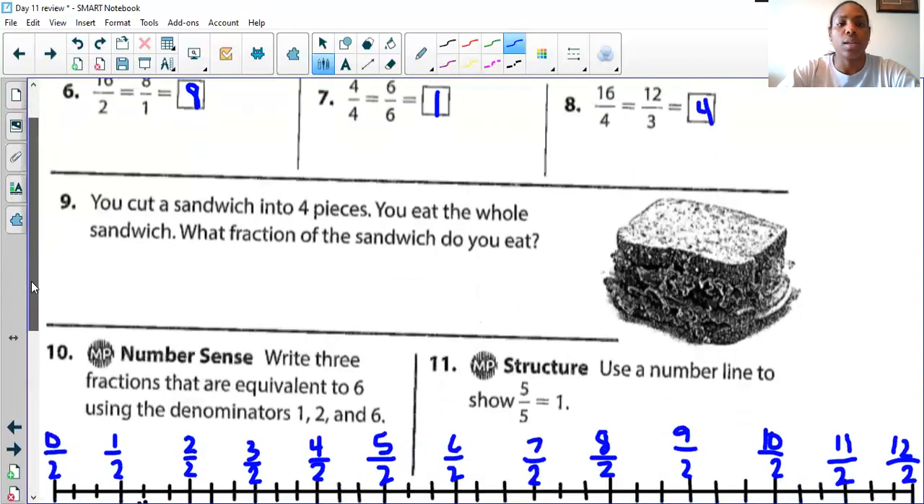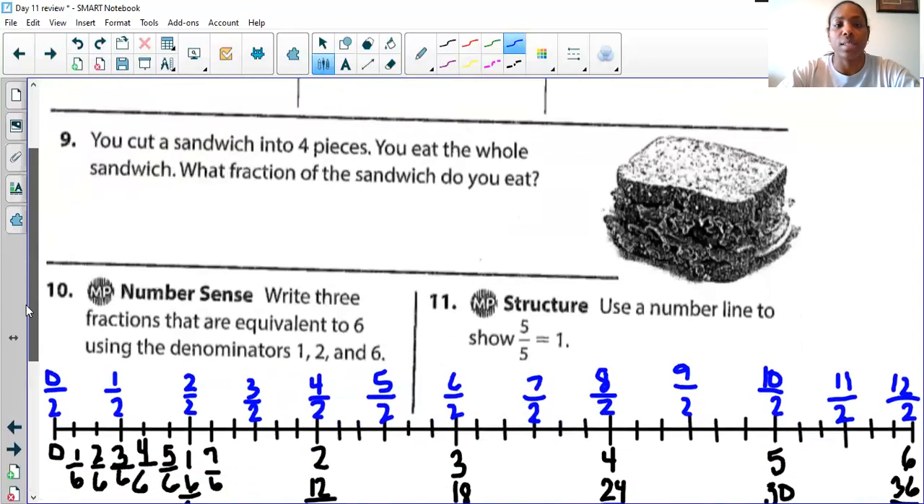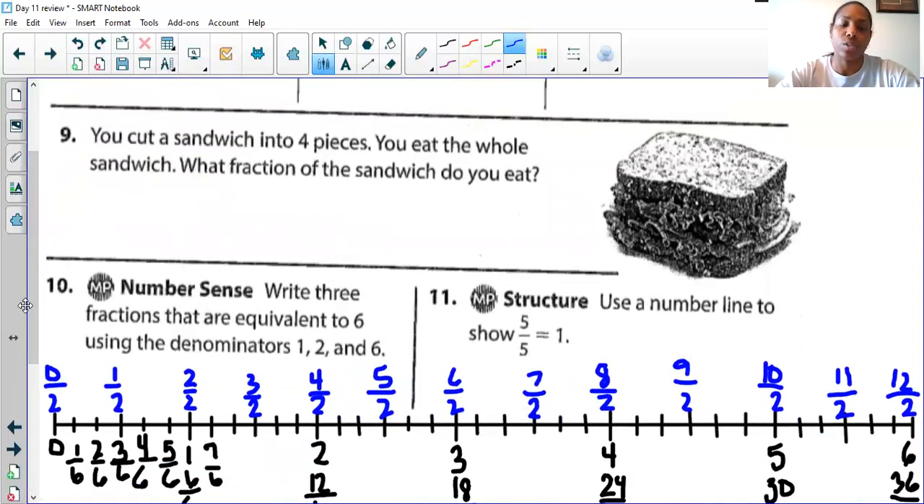Now, you can cut a sandwich into 4 pieces. You eat the whole sandwich. What fraction of the sandwich do you eat? So I know my denominator is going to be 4 because the sandwich has been cut into 4 pieces. You eat the whole sandwich. So how many pieces are there? Whole, that is 4. So what fraction of the sandwich do you eat? 4 over 4, which also equals 1.